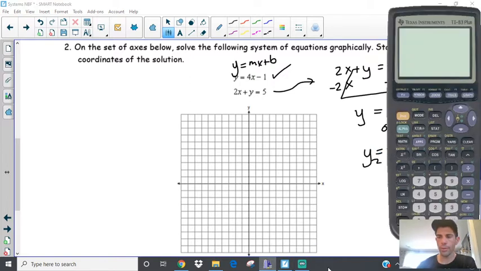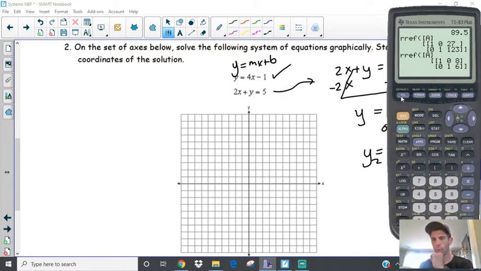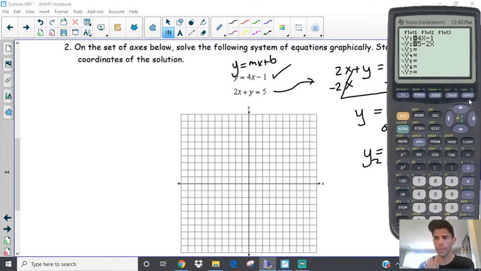So now you have two equations right there, and what we can do is go ahead and throw those right into our calculator. So my first equation here, go to the y equals, was 4x minus 1. And then the second equation, again, doesn't matter how you put it in, as long as you have your signs correct, is 5 minus 2x. You hit graph, and there it is.